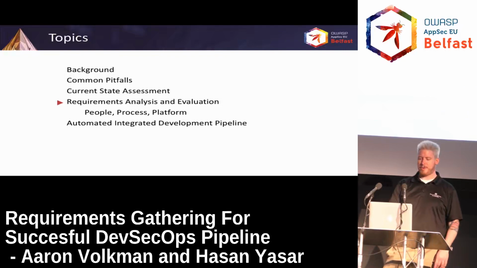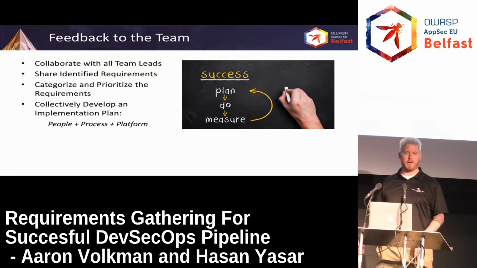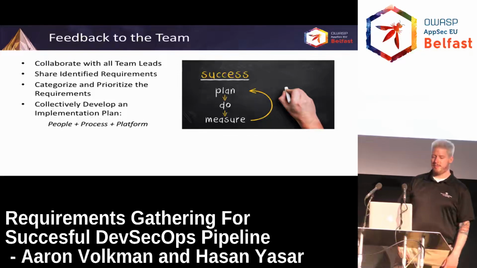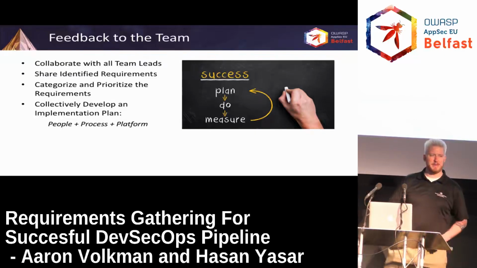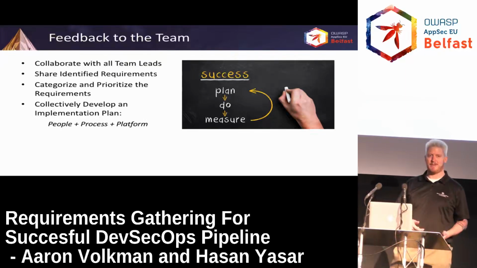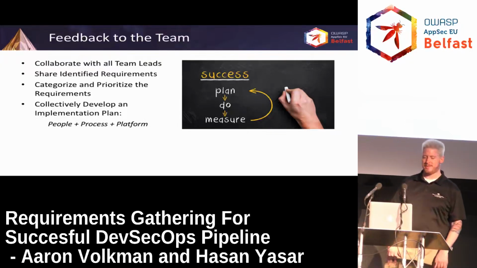Moving on, let's talk about the requirements analysis and evaluation. After we're done interviewing and gathering all this data, we collaborate with all the team leads, and we share the identified requirements with all the teams at the table together in a room. And we together categorize and prioritize the requirements that we gathered and come up with a game plan on how to get started. I found that these meetings can be a lot like marriage counseling, where already we see DevOps start to take hold just because we're facilitating conversation between, say, development and quality assurance.